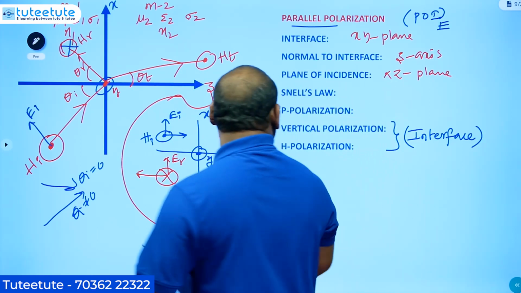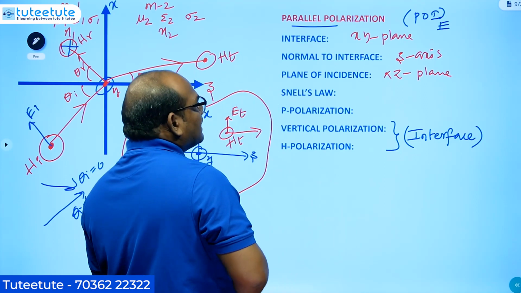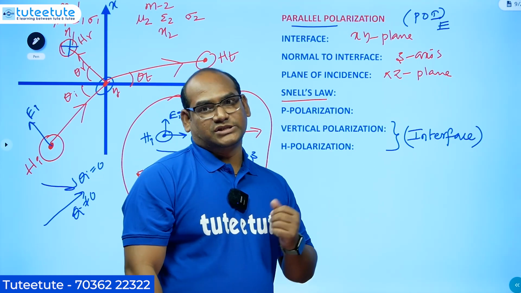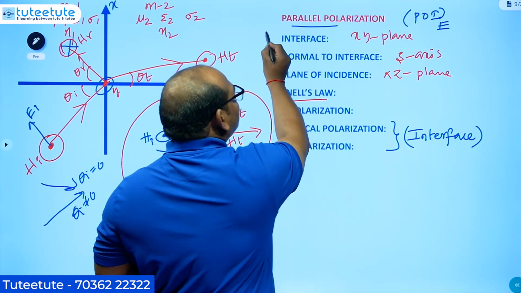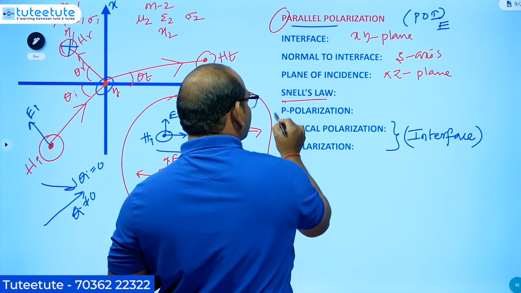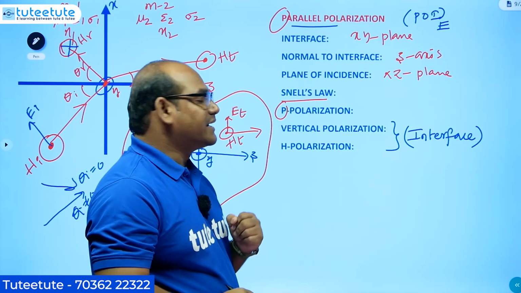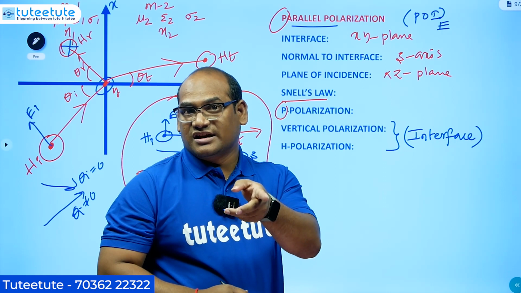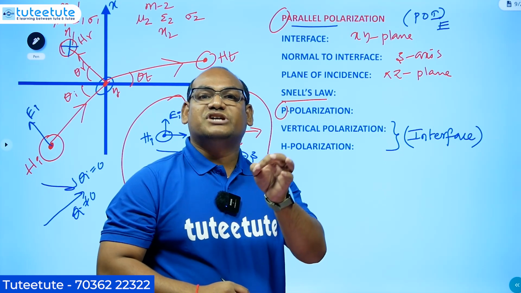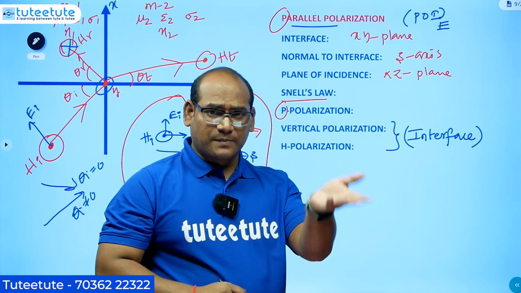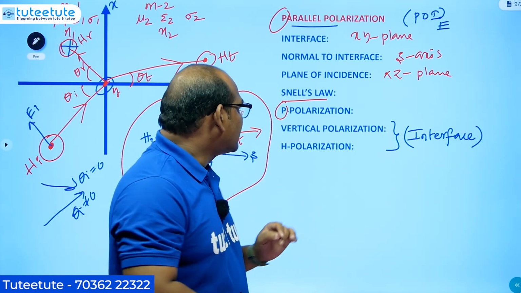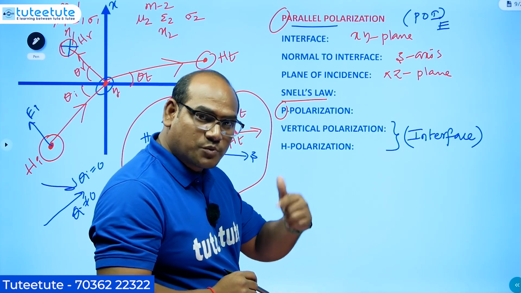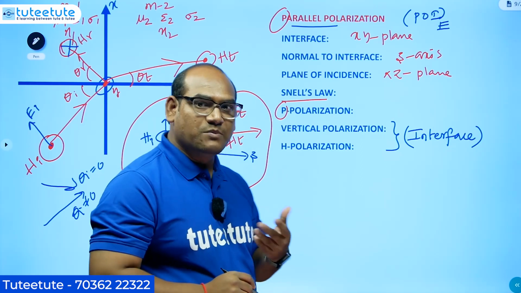Now we'll proceed to the next part of this lecture. That is Snell's law, which we already know. Here also it is the same thing. Now why is it called P polarization? Nothing special: parallel polarization, P polarization, according to the German word. Again, how did we take S polarization? Senkrecht: S polarization, according to the German word, is for perpendicular polarization. Here also we are taking P polarization. Perpendicular polarization means S polarization, and parallel polarization means P polarization.